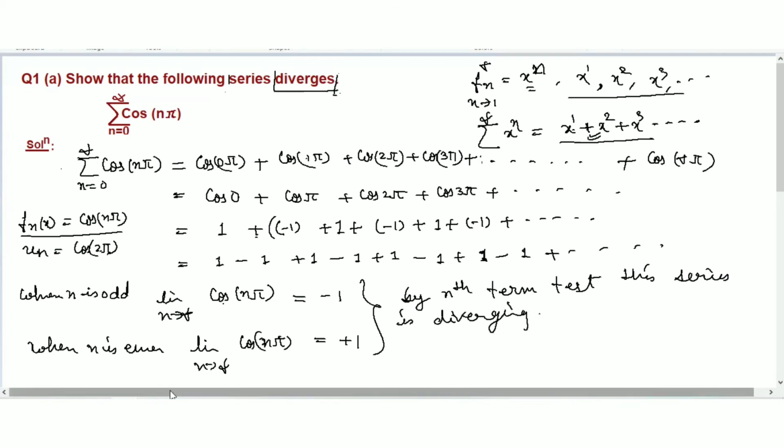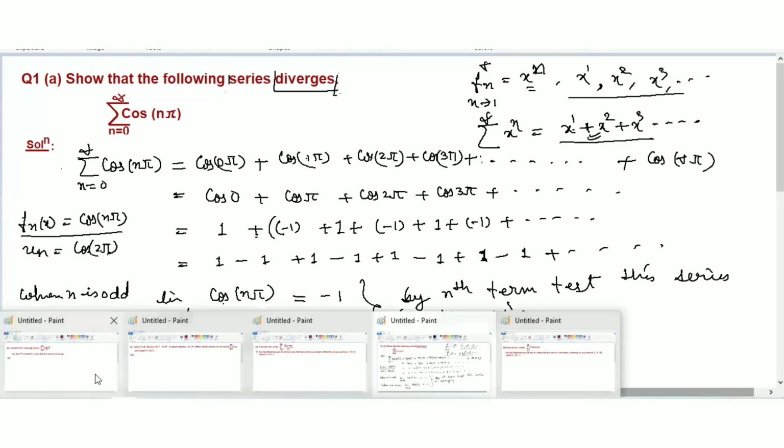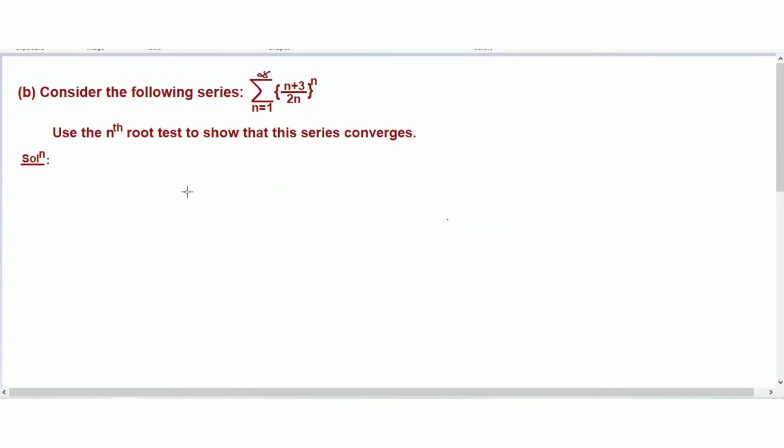Now we will do the next question. We have this question: consider the following series, summation from n equal to 1 to infinity of (n plus 1 over 2n) whole to the power n. We have two special tests given here. We have to use the nth root test to show that this series is convergent. So how do we check by the nth root test?